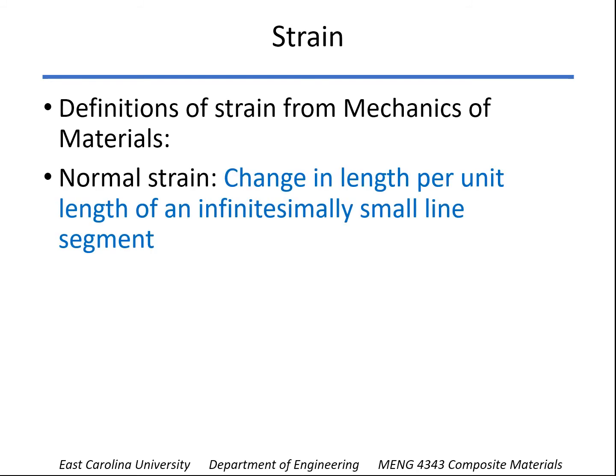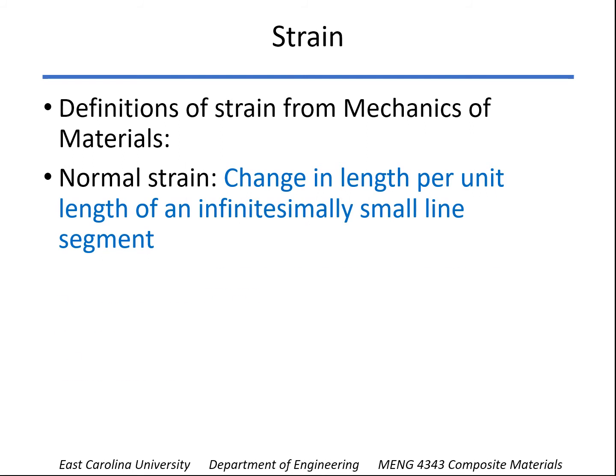Normal strain means a change in length per unit length. And if we have a finite length, we would actually say that's the average strain over that length. But if we add to that definition and say of an infinitesimally small line segment, so in other words, it applies only at a point, that would be a definition of normal strain.